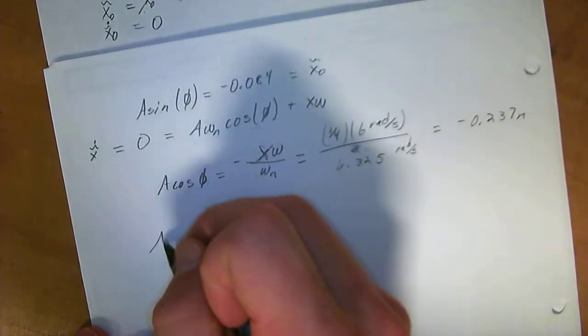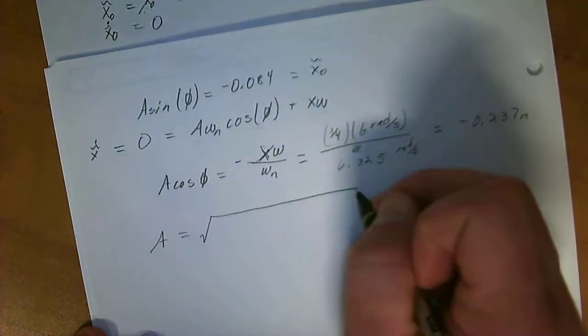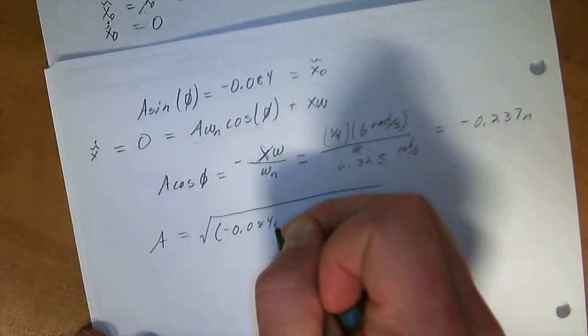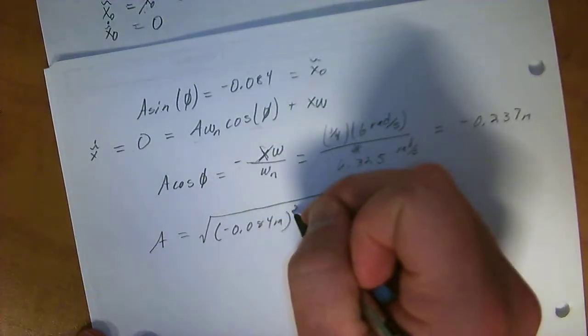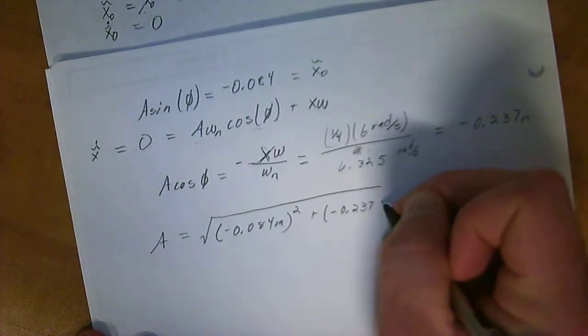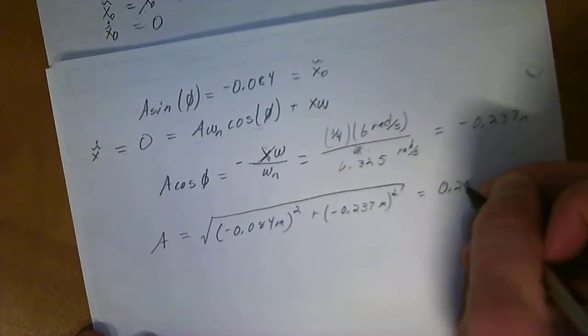So then A is equal to the square root of negative 0.084 meters squared plus negative 0.237 meters squared, which is equal to 0.251.